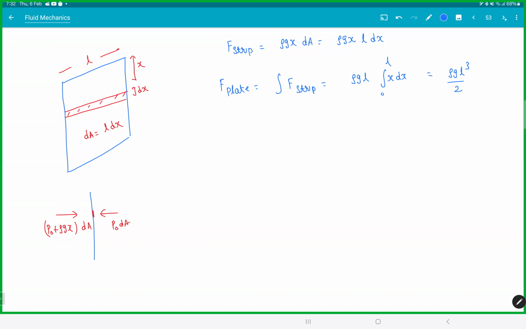Where is the center of mass? Middle, right? So the pressure will be rho gL by 2 into area L square. There, you got the same answer. Pressure at the center of mass into area. It doesn't work for torque though.